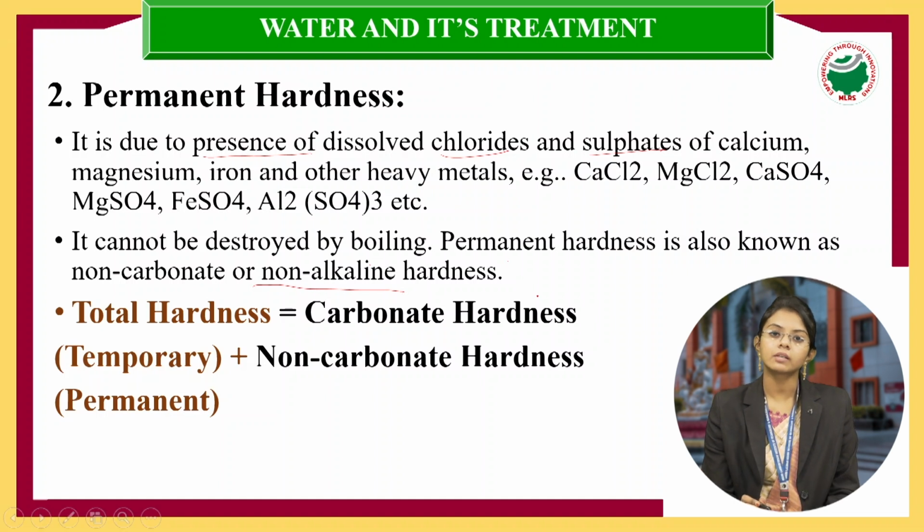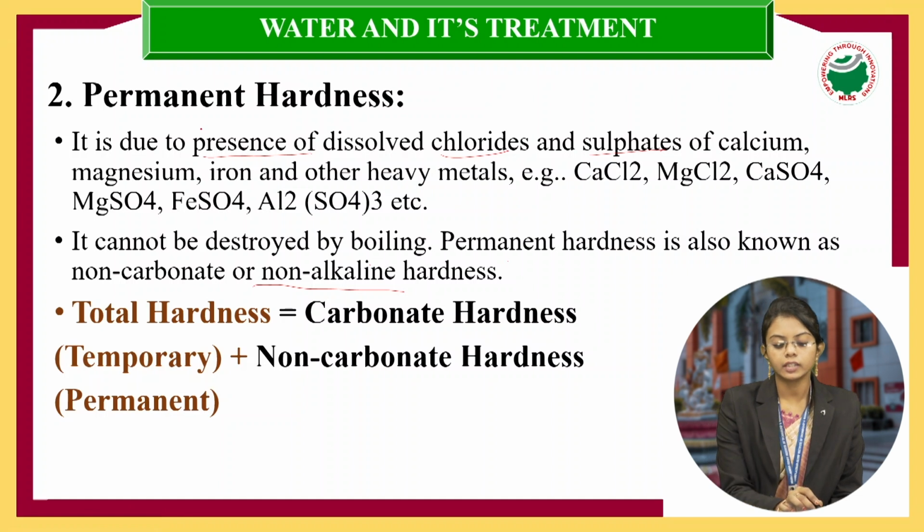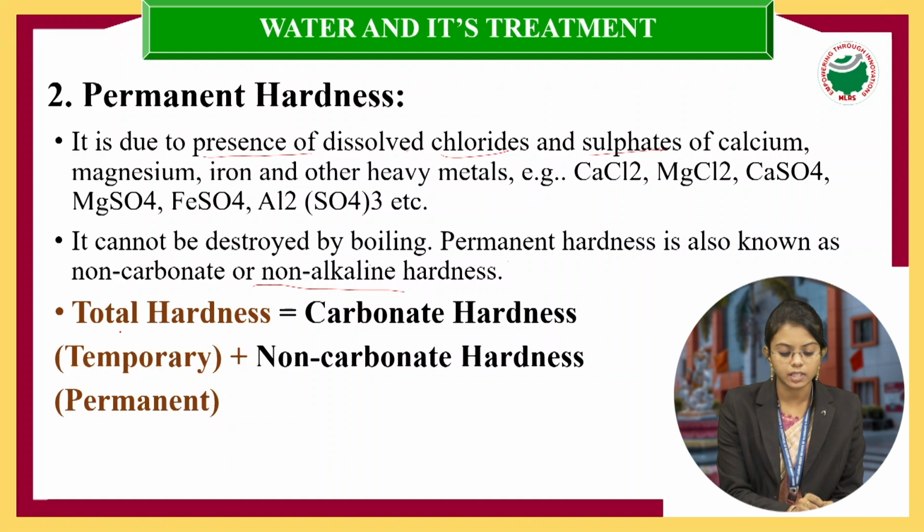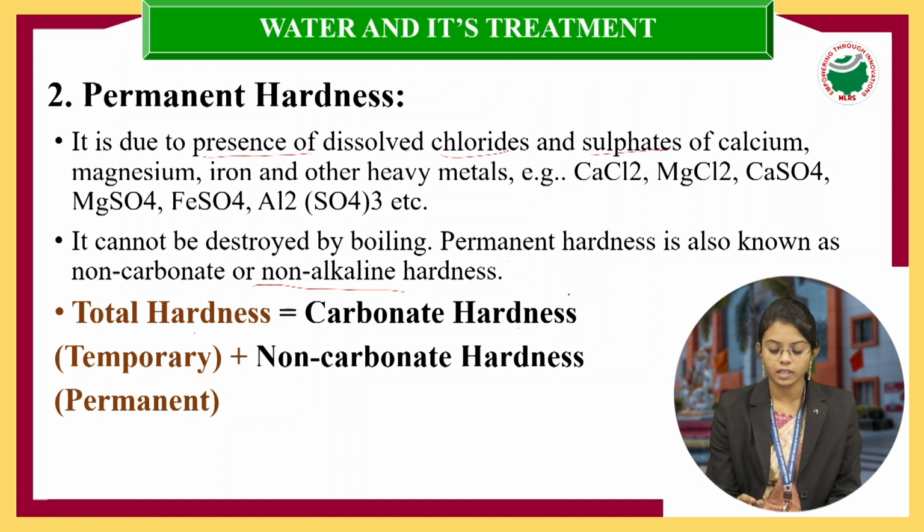We said temporary hardness is also known as carbonate or alkaline hardness, right? But permanent hardness is also known as non-carbonate or non-alkaline hardness. So simply, total hardness we can derive by adding temporary hardness and permanent hardness. You can see here, total hardness is equal to the carbonate hardness, that is temporary hardness, plus non-carbonate hardness, that is permanent hardness.